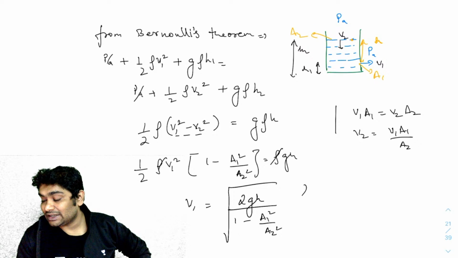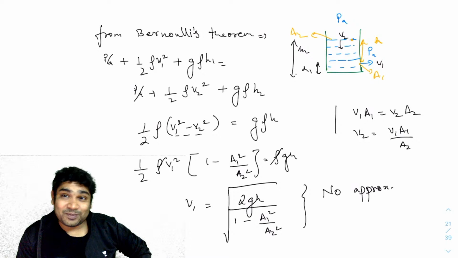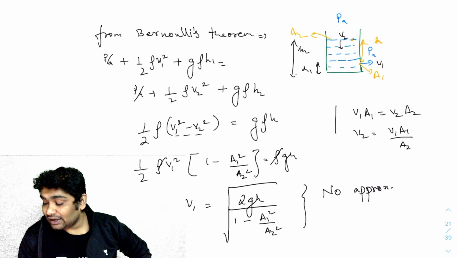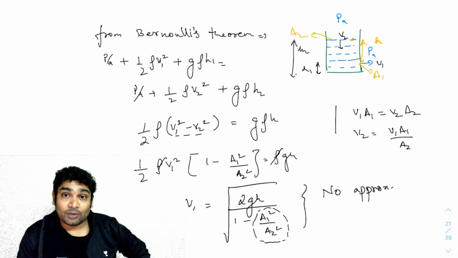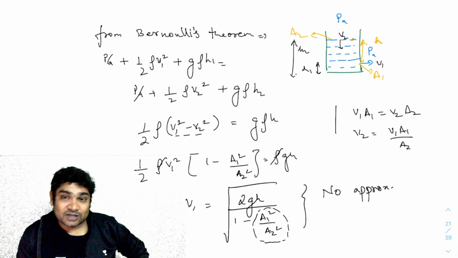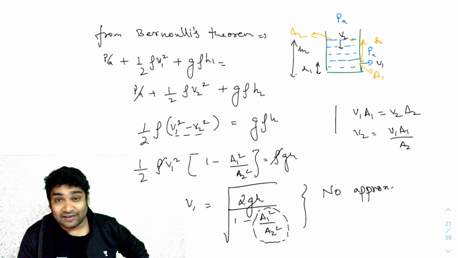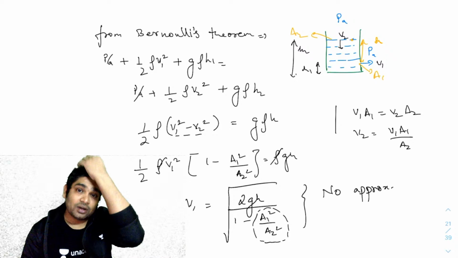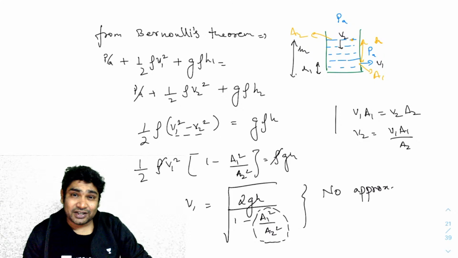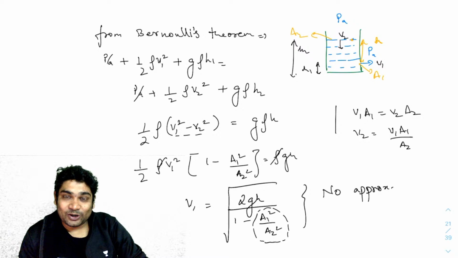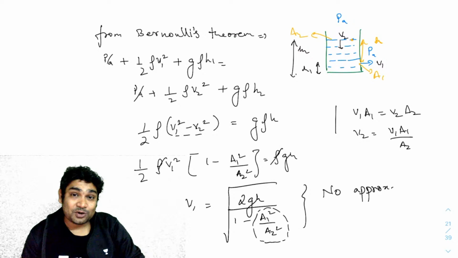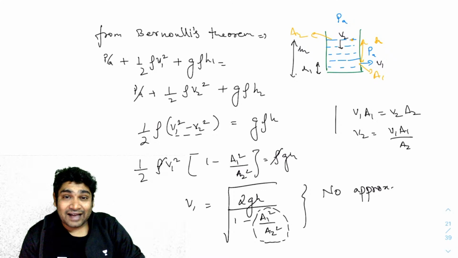So no approximations yet. Now, if A1 happens to be much lesser than A2, then this term is roughly considered to be 0, and then the velocity of efflux comes out to be root 2gh. Now please remember that. This expression would be more beneficial for you in advanced, because advanced likes asking questions from this equation more, so that they can test whether you understand that the equation is just an approximation, or you have blindly followed it. That is why you should know this form, and you should know that the other form is only valid as long as A1 is much less than A2.